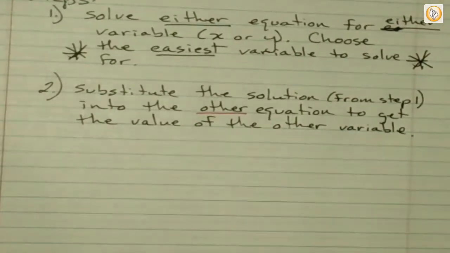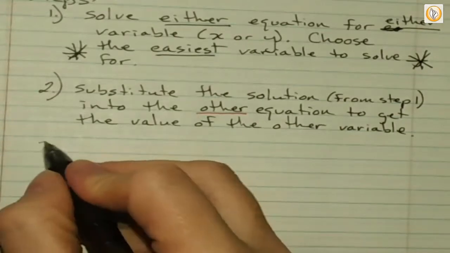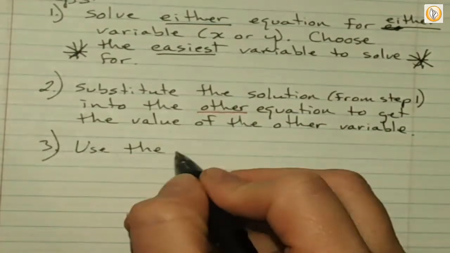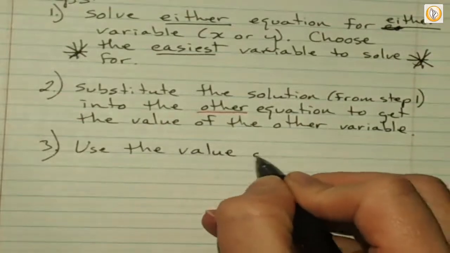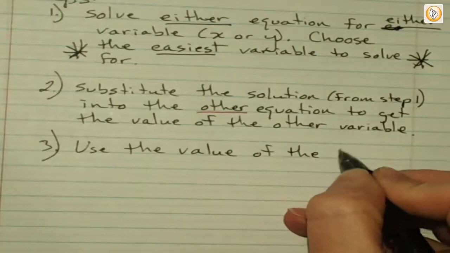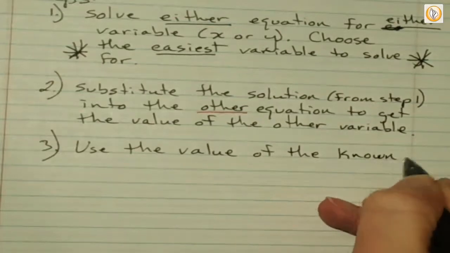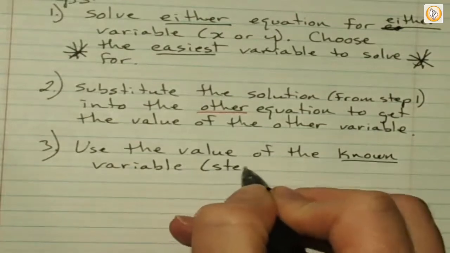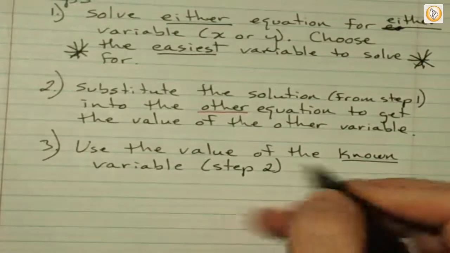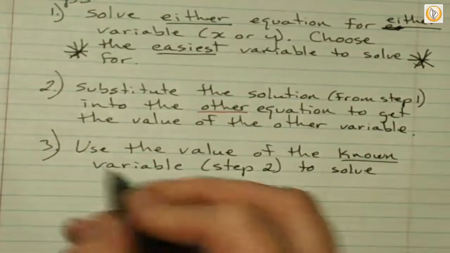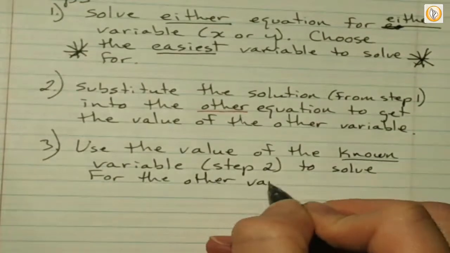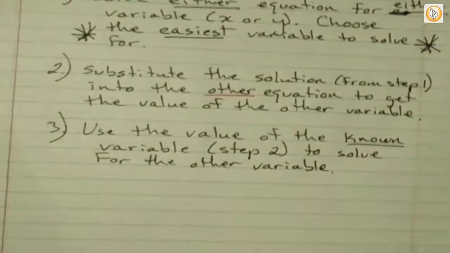Okay, here we go. Step 2 is substitute the solution from step 1 into the other equation. Step 3, use the value of the known variable, and I'm going to explain what that means. Basically, what you did in step 2 to solve for the other one. You're going to be substituting back and forth.